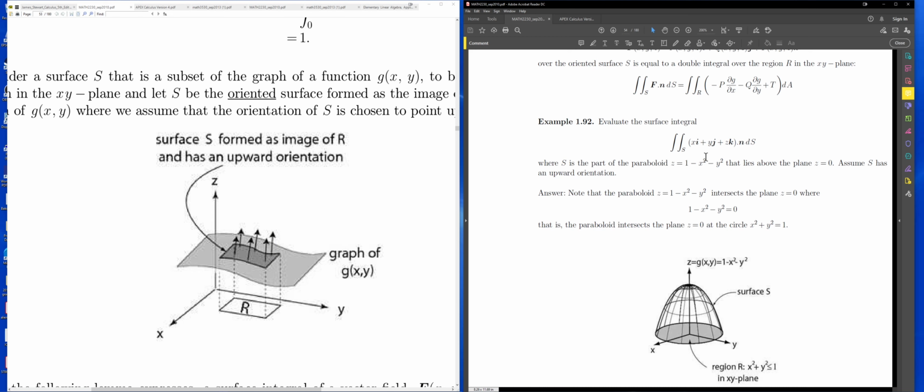So let's do this surface integral of a vector field where your surface S actually falls into this case here, where the surface S is going to be part of the graph of a function. In this case, the surface S is a paraboloid, which is z equals 1 minus x squared minus y squared.